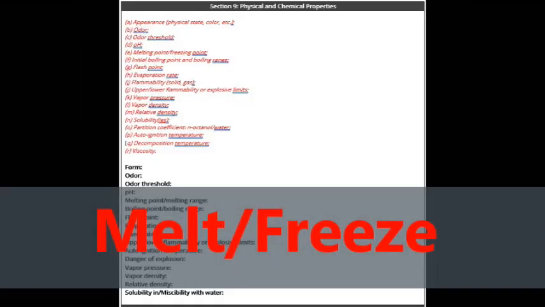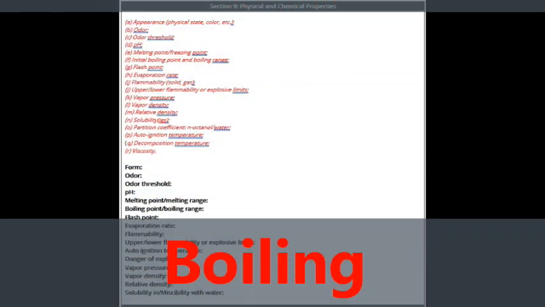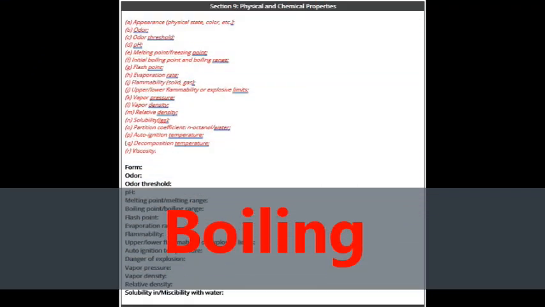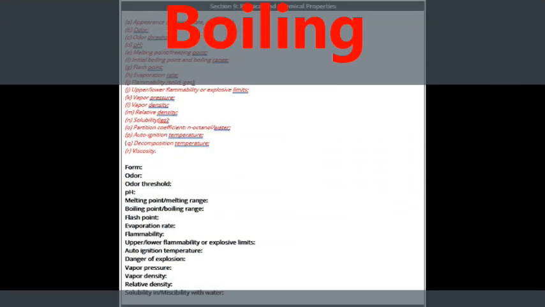Melting and freezing point. This line informs the employee at what point a chemical will freeze or melt. Initial boiling point and boiling range. This line expands on the previous line and gives the chemical's range of boiling. The top of this range usually indicates when the liquid is turning into a gas.